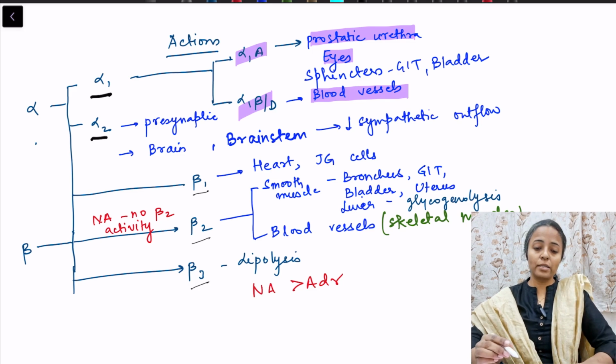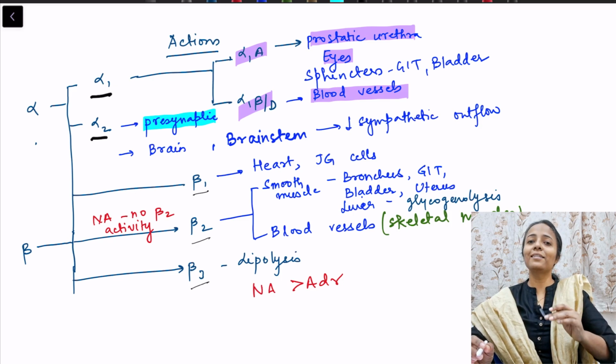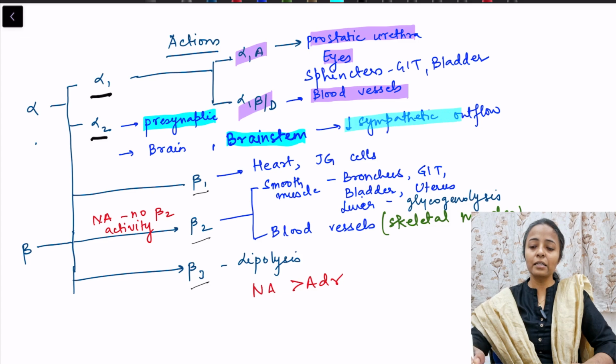Then alpha 2 receptors, these are presynaptic and they regulate the release of the neurotransmitters. So when they are stimulated, there is a decrease in the release of these sympathetic neurotransmitters, that is norepinephrine and epinephrine. Understanding that presynaptic means it will act like a sympatholytic, because there will be a decrease in the release of these drugs. Okay, so when they are stimulated in the brainstem, they cause a decrease in the sympathetic outflow. That is important, we will see how they are acting, right?